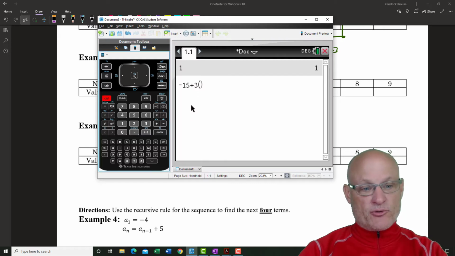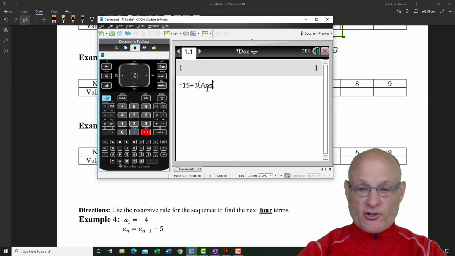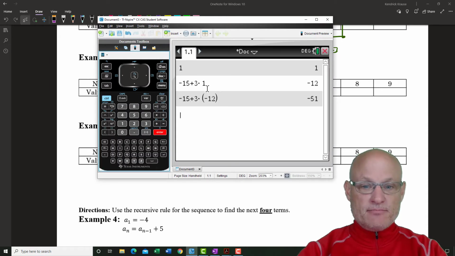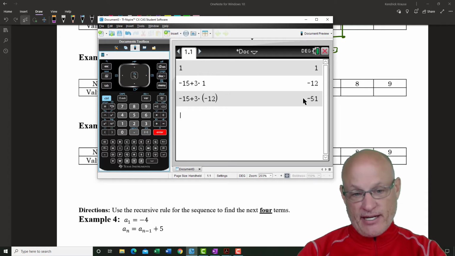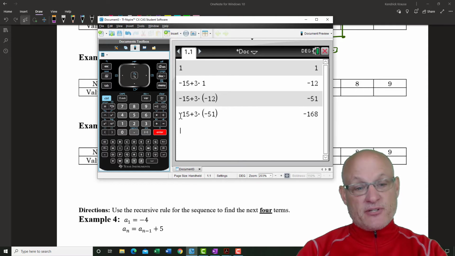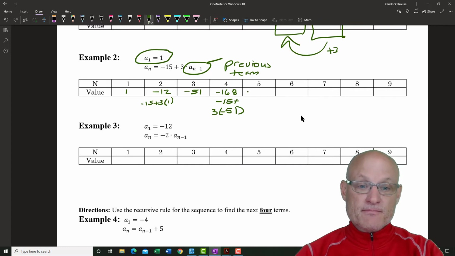Now, the previous term is stored into something called answer. You can get it with control negative. So take negative 15, add 3 times the previous term, you get negative 12. So that goes there. Now just keep doing that. Negative 15 plus 3 times negative 12 is negative 51. Negative 15 plus 3 times negative 51 is negative 168. And if I just kept pressing enter, negative 519.